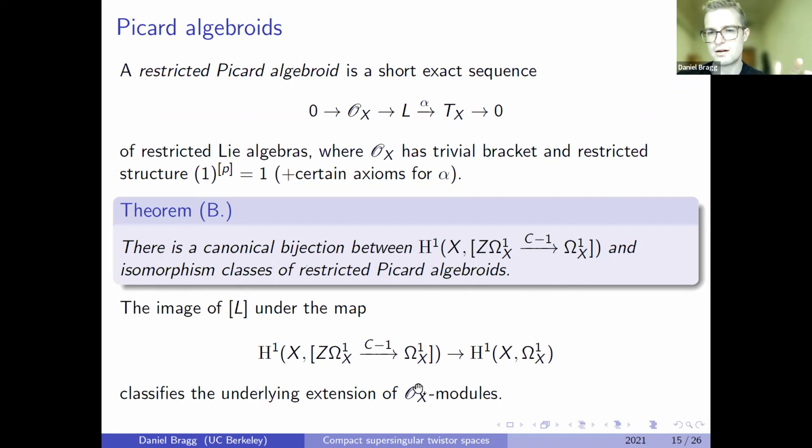There's a map from the two-term complex Z omega 1 to omega 1 to the sheaf omega 1 given by the inclusion Z omega 1 to omega 1. So it's injective in degree 0 or 1 and 0 in the other. Right? So this comment was just to orient you. This is how you get the underlying extension of OX modules.